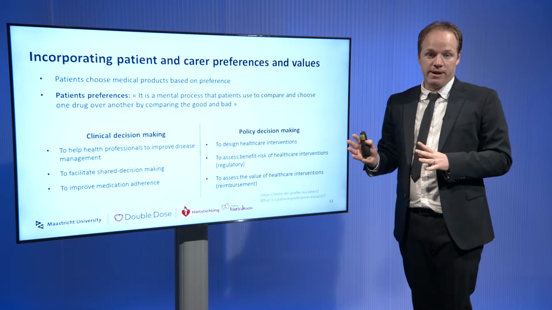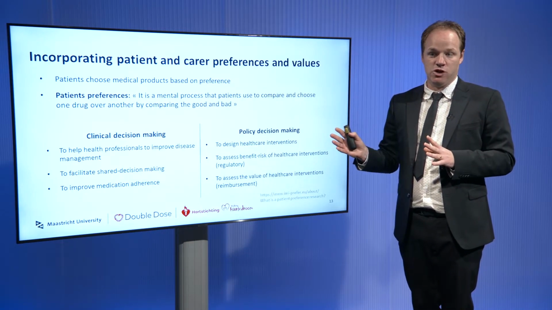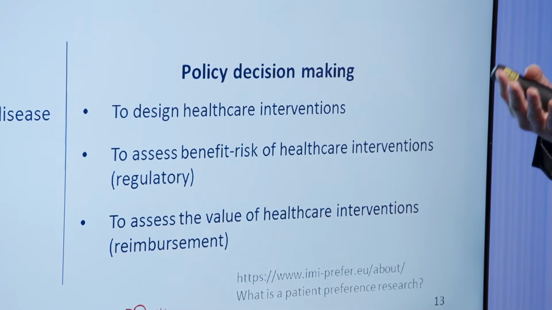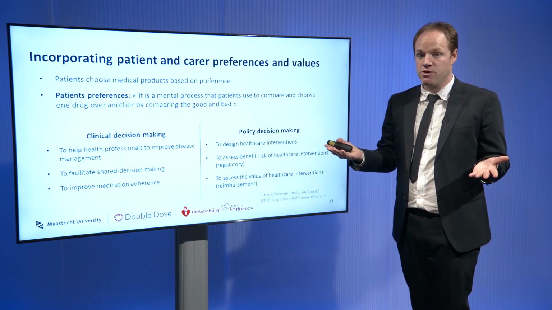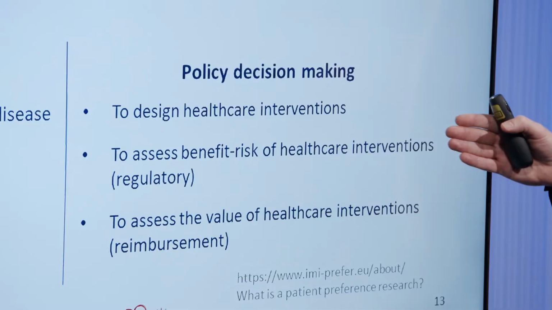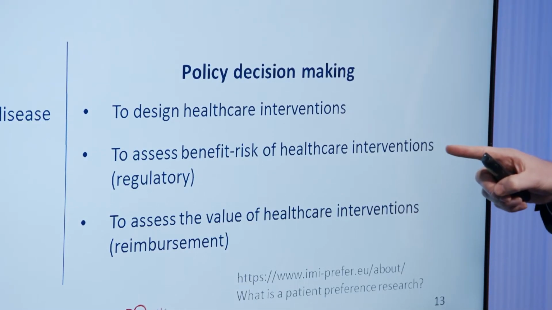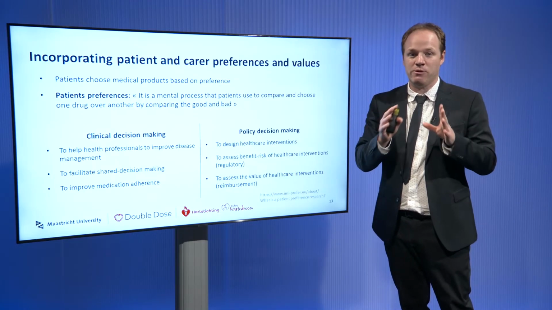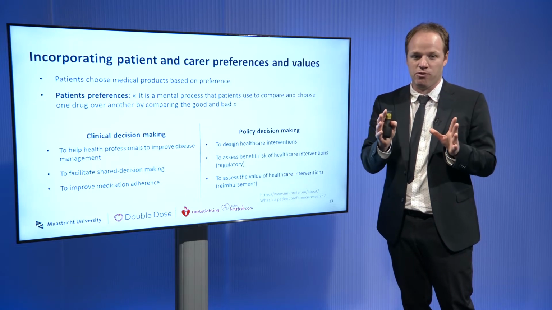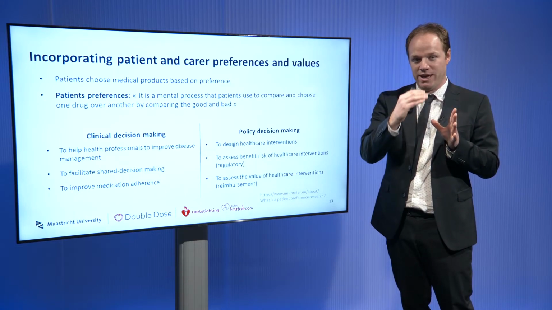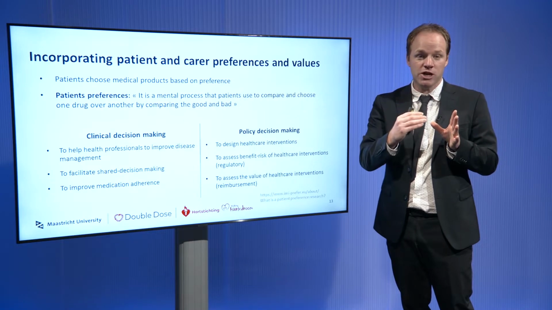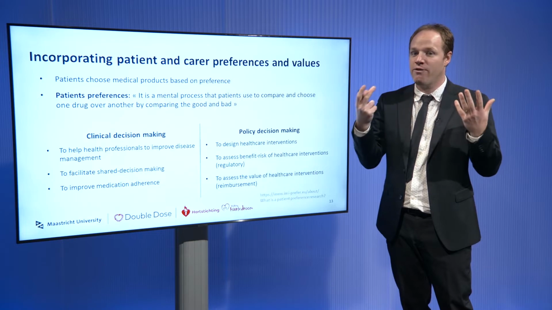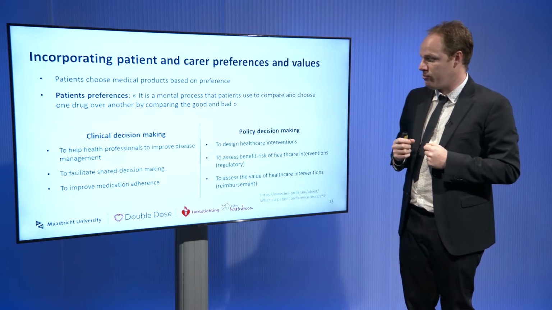Insight into patient preferences can also be really important for policy decision-making. It could help to design healthcare interventions that really fit the needs and preferences of patients. It can also be interesting to assess the benefit-risk of healthcare interventions. If we have different attributes or characteristics or effects of a drug that could be important, knowing what is really important for the patient could help the authorities to make a good choice and a good benefit-risk ratio of the medicine.